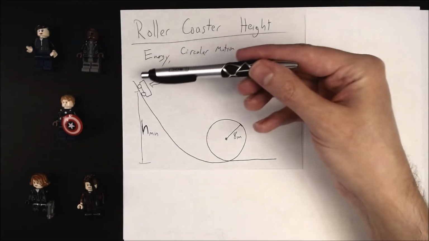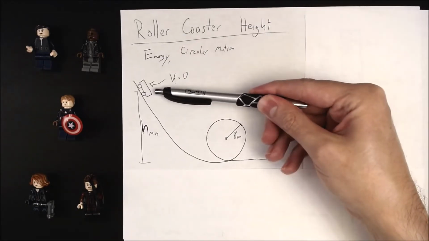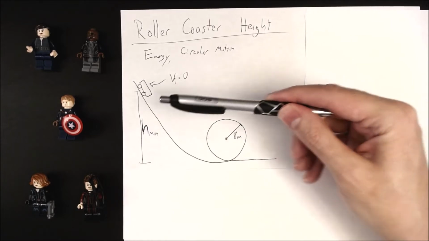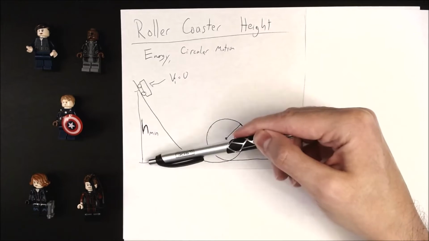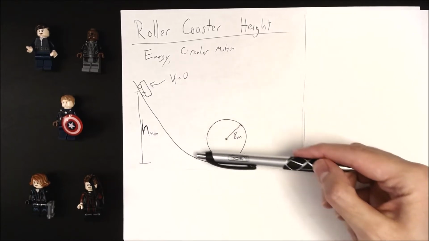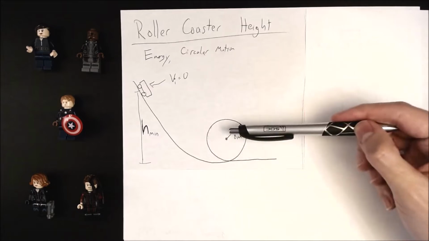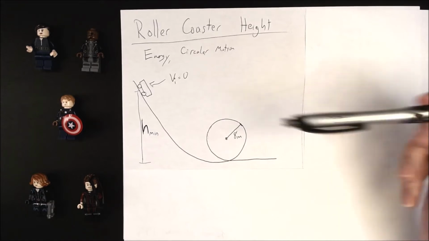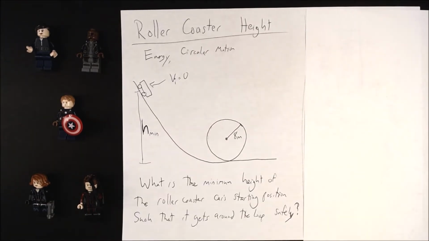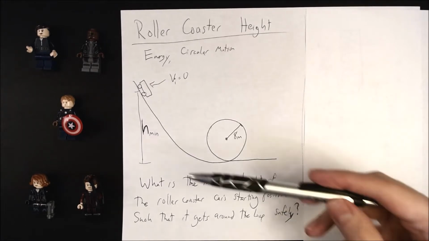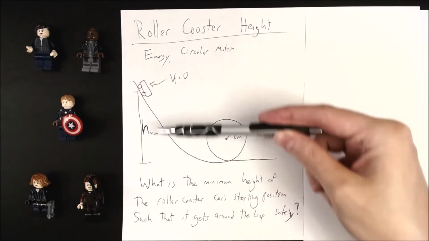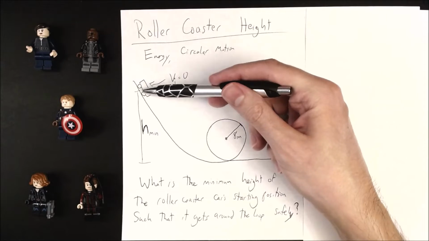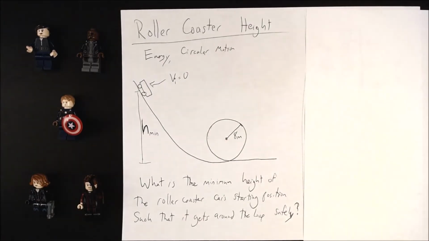We've got this neat roller coaster. A roller coaster cart is going to start up here with an initial velocity of 0. We don't know how far up that is yet, though. It will roll down here. It's going to make one complete loop around this loop-de-loop, and it's not going to fall off. It is just barely going to hang on there. So the question is, what is the minimum height of the roller coaster car's starting position such that it gets around the loop safely? What height does it need to start at to get around the loop safely?